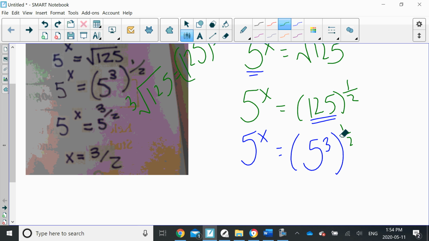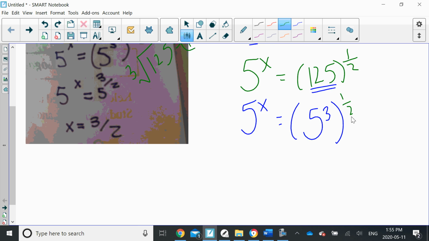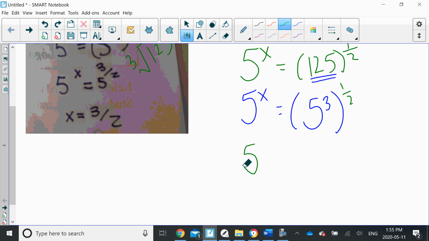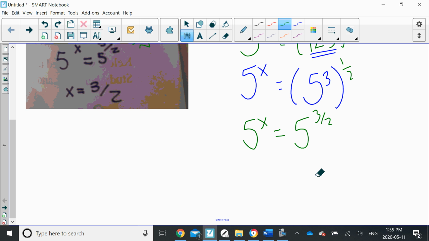So if this was an exam question and you were explaining this, you would just say power to a power states that you have to multiply the exponents. So 3 times 1/2. So you would have 5 to the power of x is equal to 5 to the power of 3 times 1/2, which is 3/2. And then at this place here, you would say, okay, bases are the same. So what we could do is drop the bases and equate the exponents. X is equal to 3/2, and that would be your final answer.